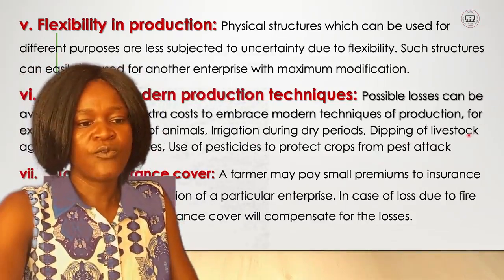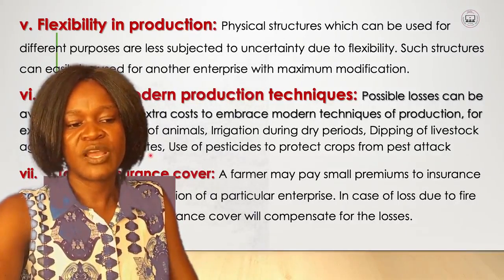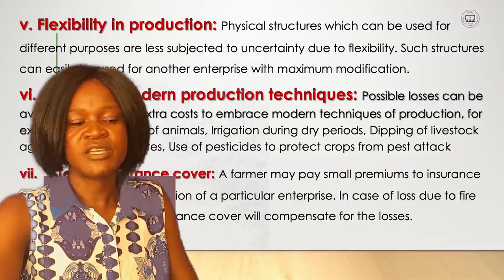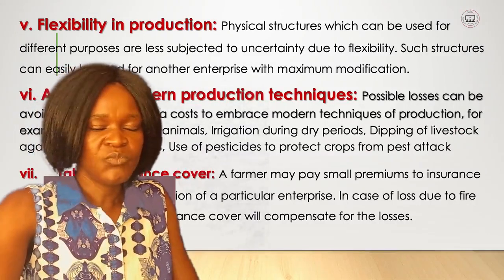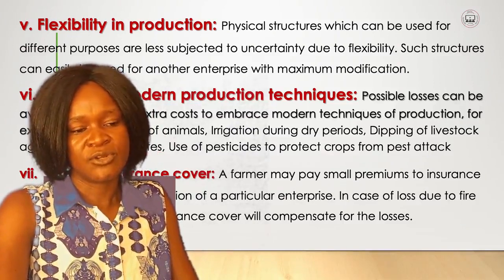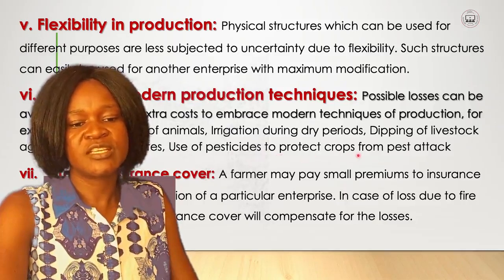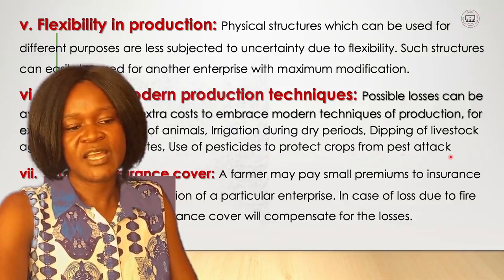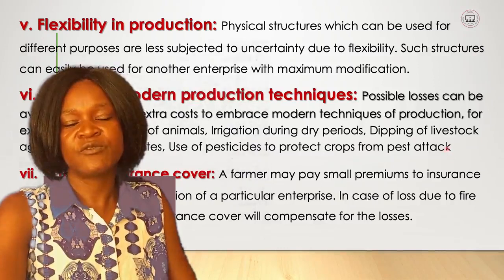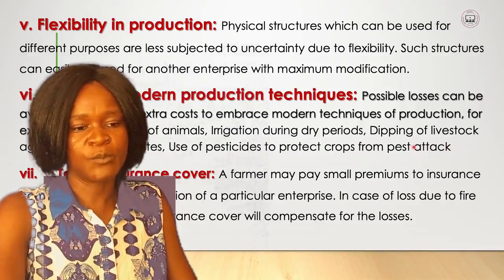Apart from that, dipping of livestock against external parasites. The parasites will also affect production. So if you do frequent dipping of those livestock, that will minimize the impact of external parasites on animal production. Use of pesticides to protect crops from pest attack can also be another modern production technique. So there is need for the farmer to adopt these modern techniques. They will do much more good than harm.